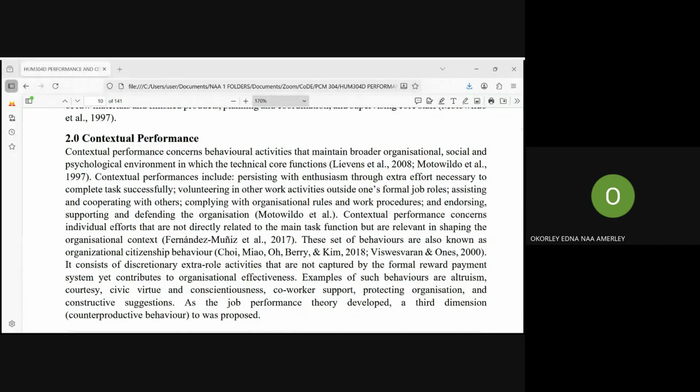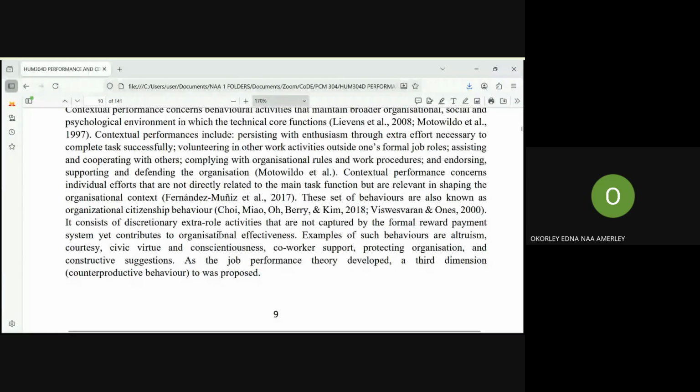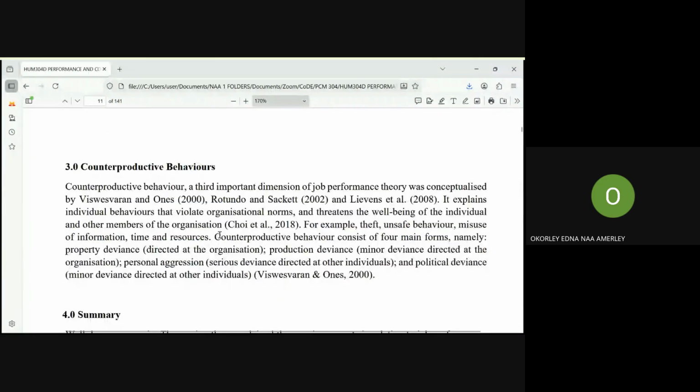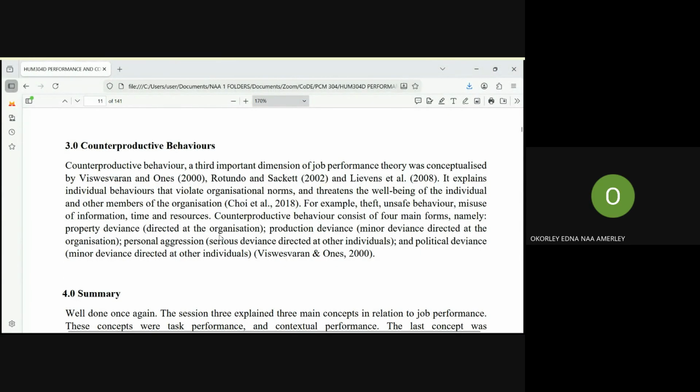And then we have the counterproductive behaviors, of course, which are the opposite of the good organizational behaviors. Here, you engage in behaviors that destroy the organization, that become a threat to your other members in the organization.